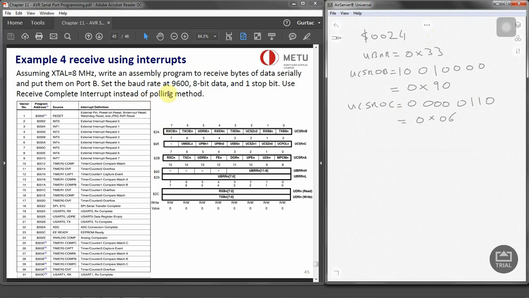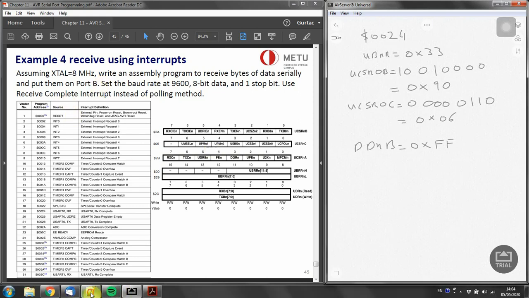But the only thing that we need to have over here, we need to receive the bytes serially and put them on port B. So we have to set port B to be an output port. So we need to have DDRB to be 0 hex FF. Okay, so let's do that now, and let's write down the code for it with this configuration.